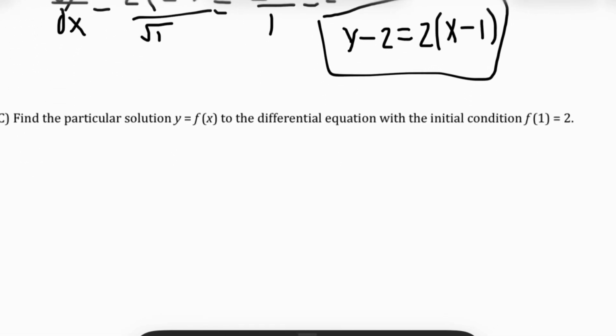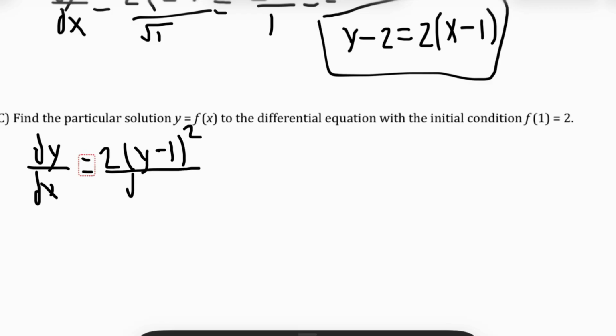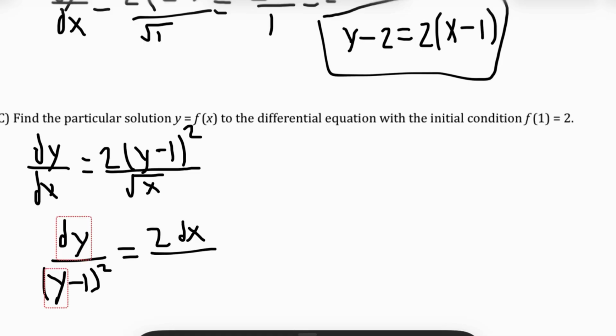Now, part C here, we have find the particular solution y equals f of x to the differential equation with the initial condition f of 1 equals 2. Now, for this, we're going to need the equation for dy/dx, so I'll rewrite that here. dy/dx equals 2 times (y minus 1) squared divided by square root of x. So to solve this, we need to use separation of variables, which, if you remember, is we need to get all the y's and the dy's on one side of the equation, and we need to get all the dx's and the x's on the other side of the equation. So to do that, let's divide by (y minus 1) squared on both sides, and then multiply by dx. So 2 dx over square root x.